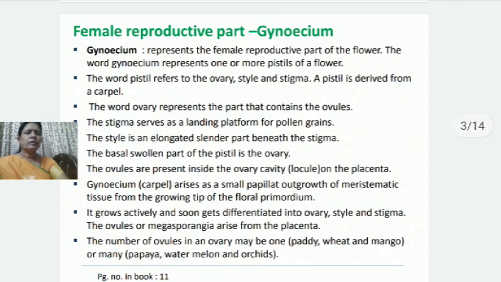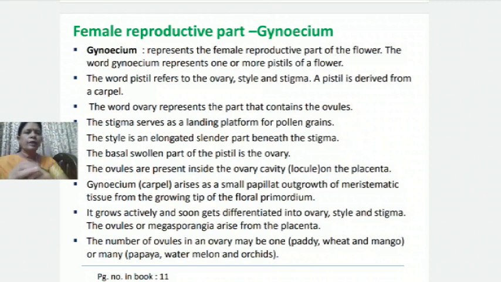First we will discuss the female reproductive part, that is the gynoecium. Gynoecium represents the female reproductive part of the flower. The word gynoecium represents one or more pistils of a flower. The word pistil refers to the ovary, style and stigma. The pistil is derived from a carpel.